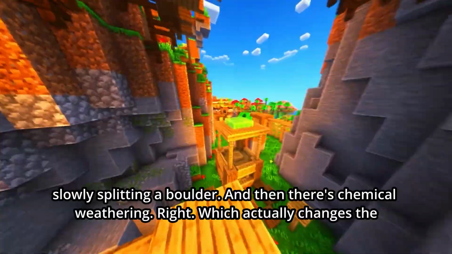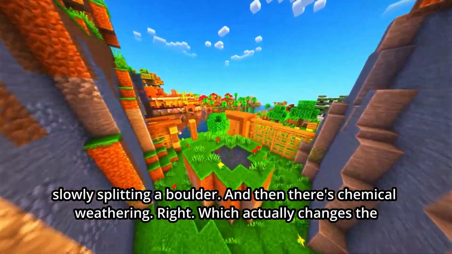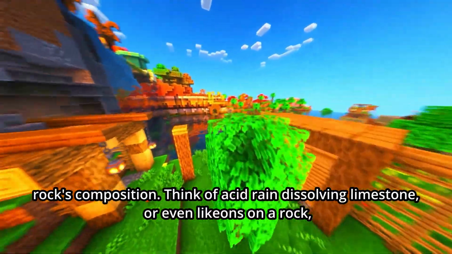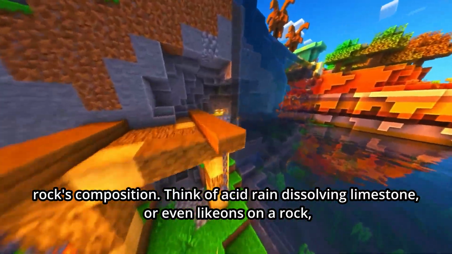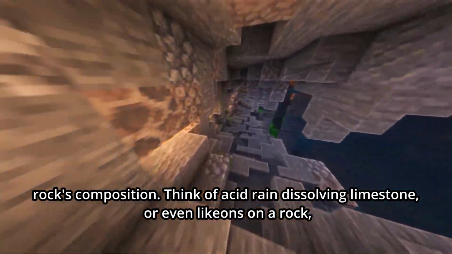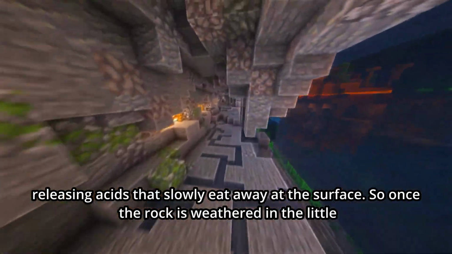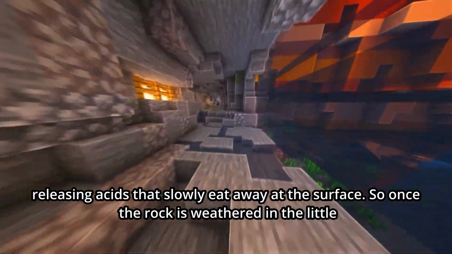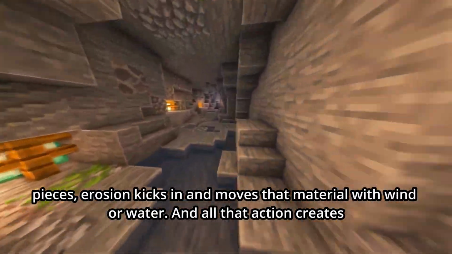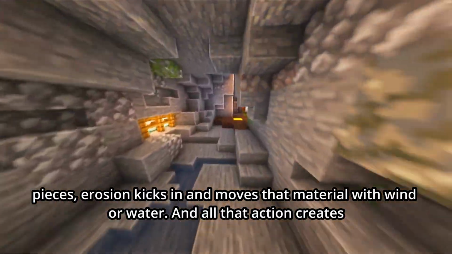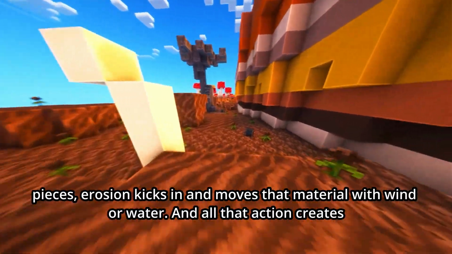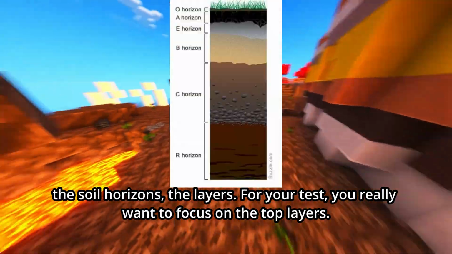And then there's chemical weathering. Right, which actually changes the rock's composition. Think of acid rain dissolving limestone, or even lichens on a rock releasing acids that slowly eat away at the surface. So once the rock is weathered into little pieces, erosion kicks in and moves that material with wind or water. And all that action creates the soil horizons, the layers.